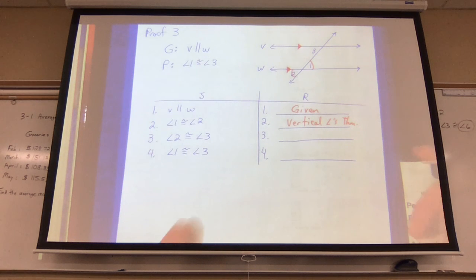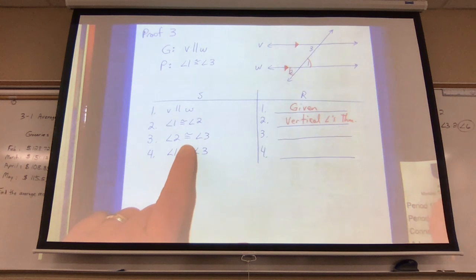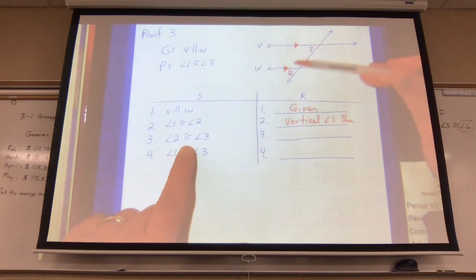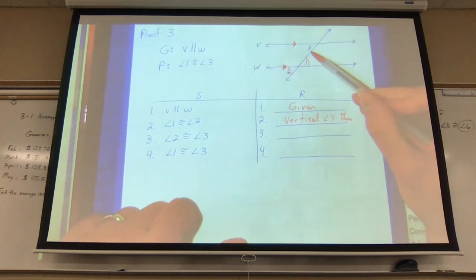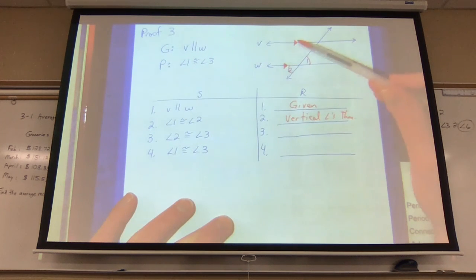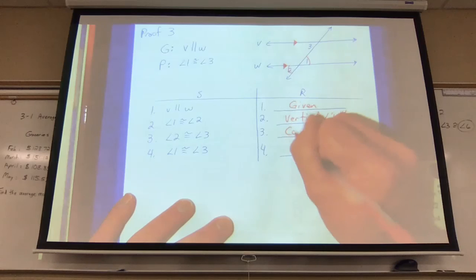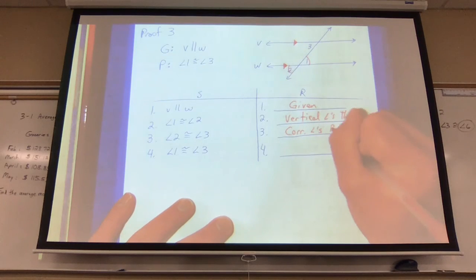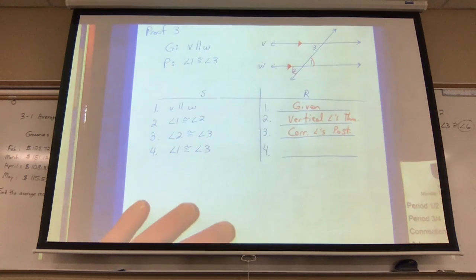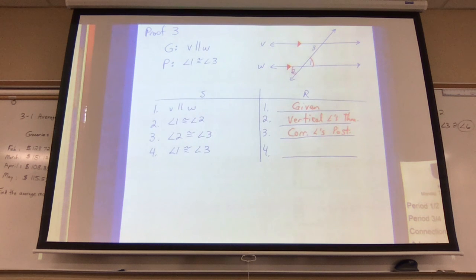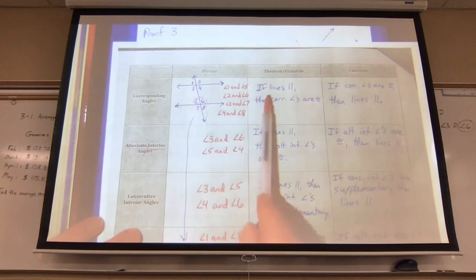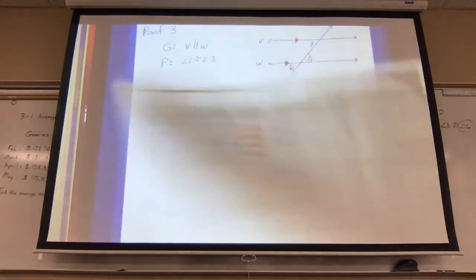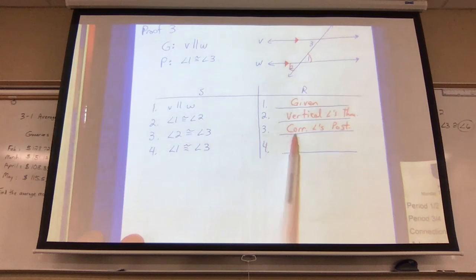Step number 3 says angle 2 is congruent to angle 3. Here's where that's coming from. We said in your first step the lines are parallel. And then we've got angles 2 and 3 here are corresponding angles. And we know as soon as the lines are parallel, corresponding angles are congruent by the corresponding angles postulate. And if you need to see that, here's that little theorem sheet. Corresponding angles postulate says if the lines are parallel, then the corresponding angles are congruent. That's where step 3 comes from.